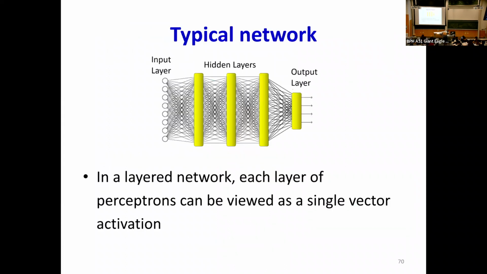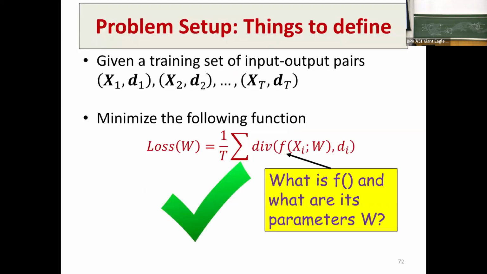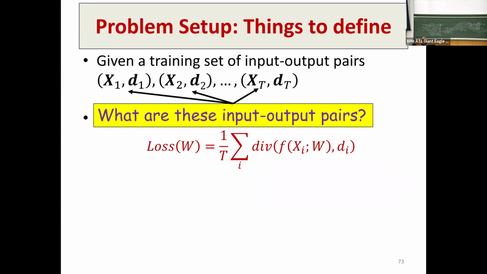Now, in a typical network, I can also think of this guy as a vector activation, hide it all in a box, and this is going to be a special case where perturbing an input only perturbs the corresponding output and not the others. So this is also a perspective we can take. We've defined the function. That's the easiest bit, right? Now, the next thing to define are these input-output pairs. What are these input-output pairs?